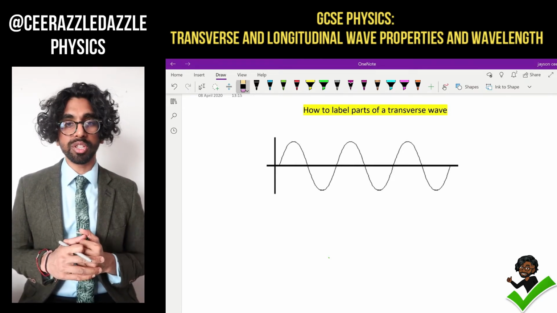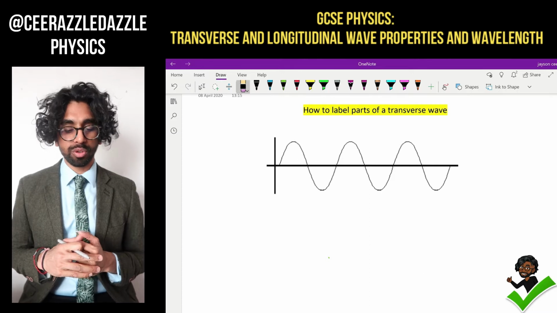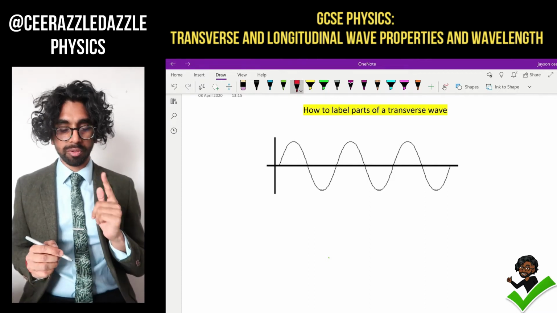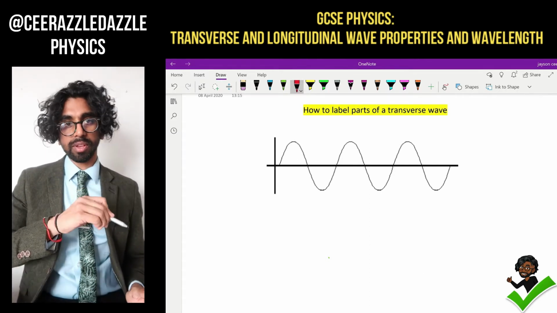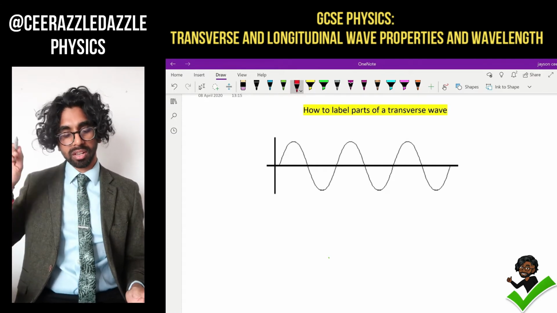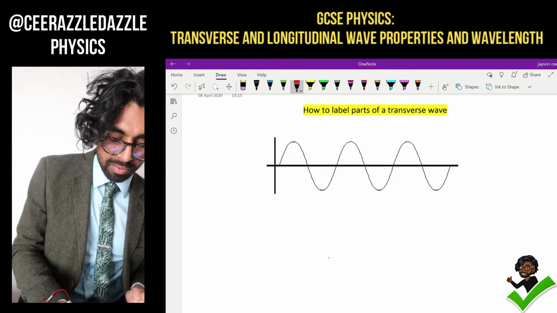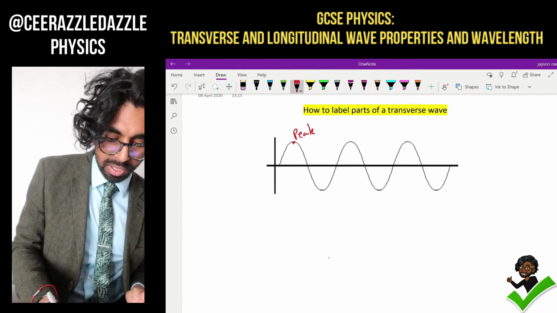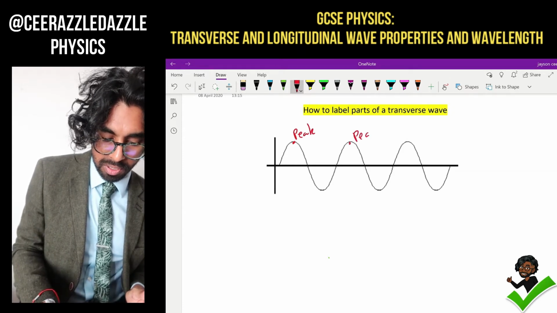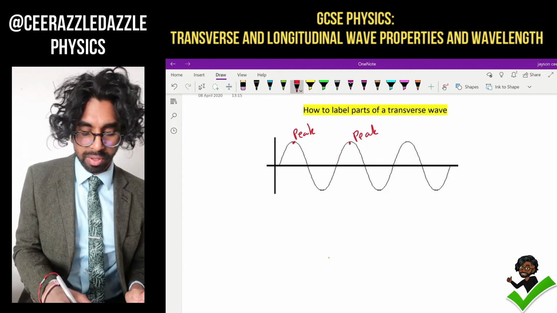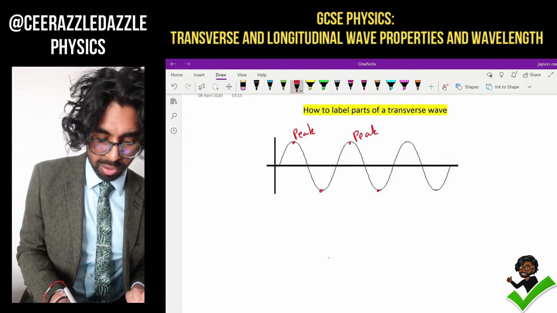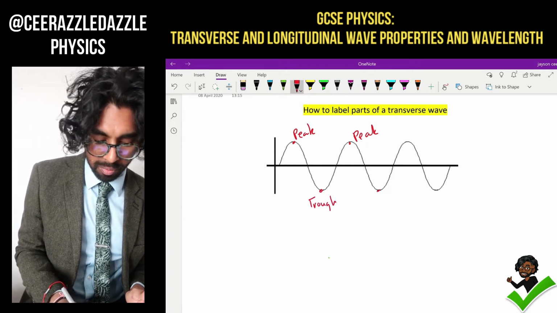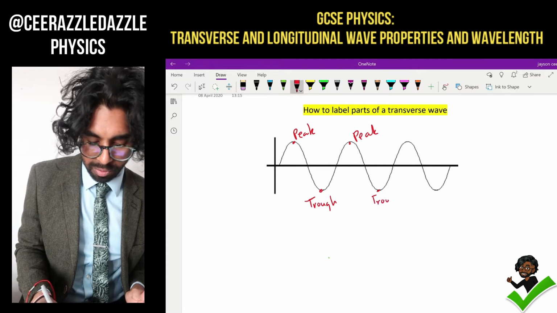In today's session, we're going to be labeling transverse and longitudinal waves. Okay, so we start off with the following. We have a transverse wave here. Notice it's that S shape which we looked at last lesson. The top part of the wave is called the peak of the wave. So this is also the peak. The bottom parts are going to be called the trough of the wave. This is also a trough.